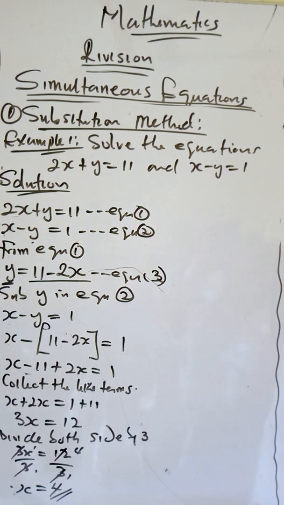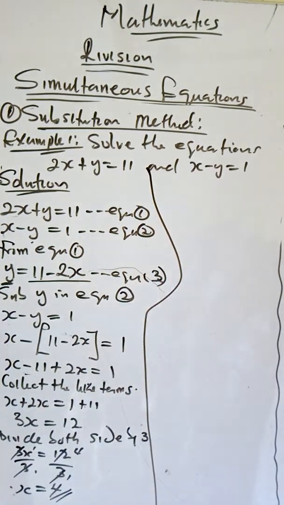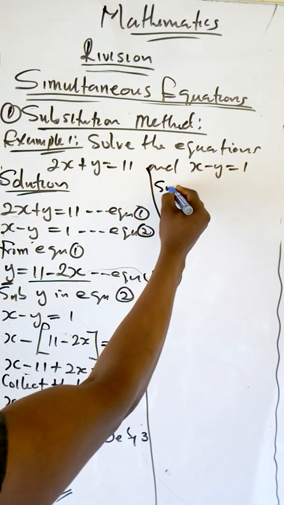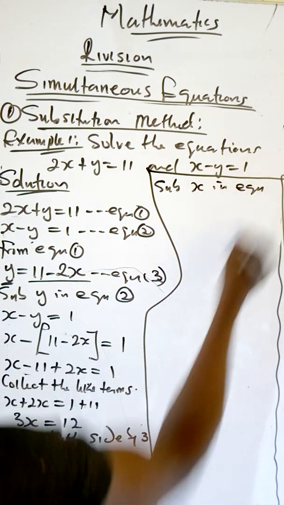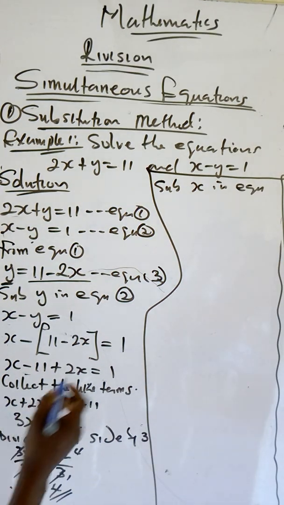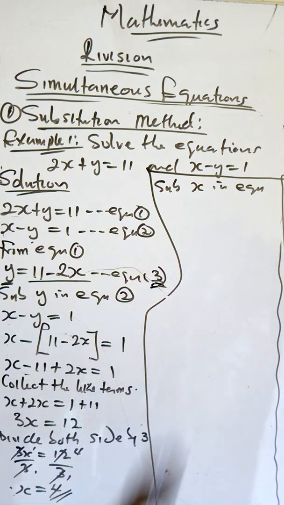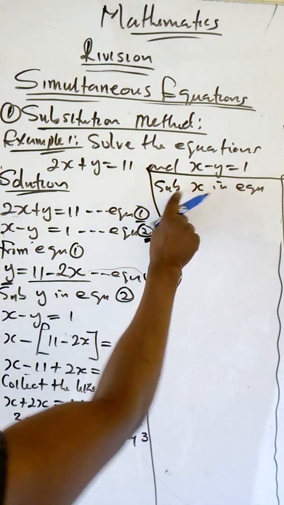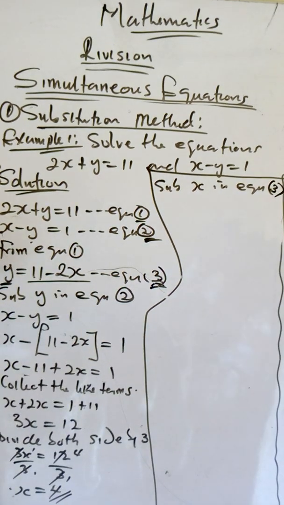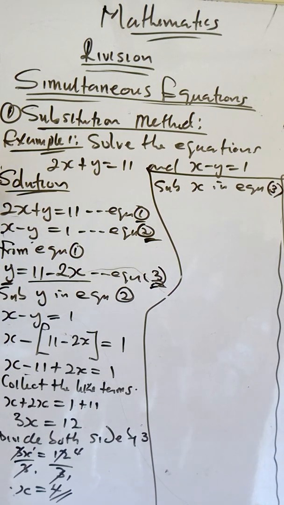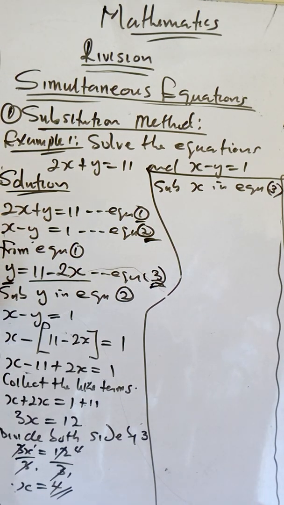So we are not yet through. We have got the value for x. So what of y? To get our y now, we substitute x in an equation. I can use equation 3, I can use 2, I can use 1. The purpose is that we want to substitute this x in any equation, and I'm using equation 3, to get the value of y. Any one you use between 1, 2 and 3, you are going to get the same value.